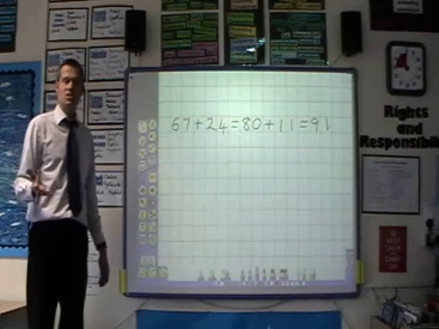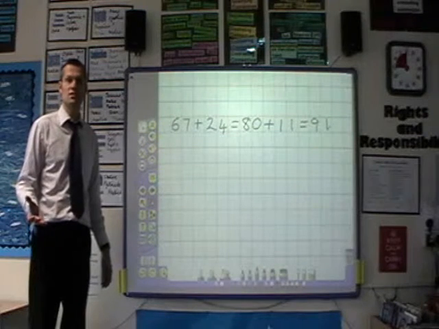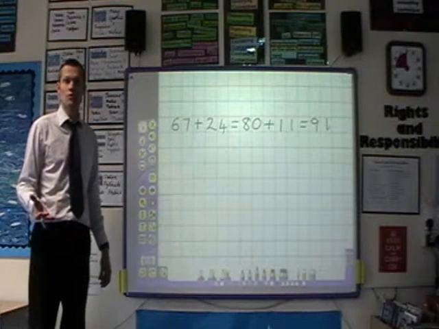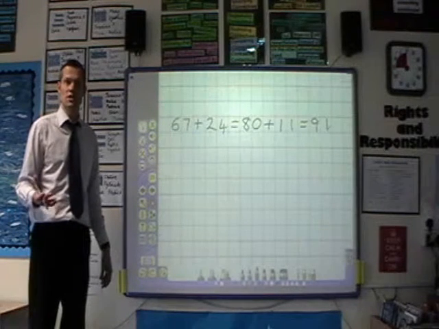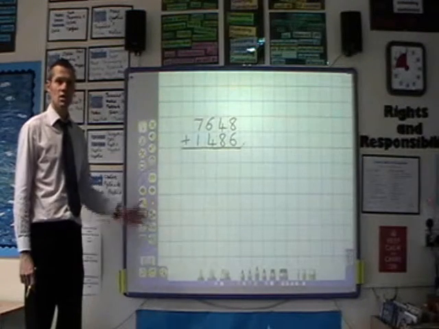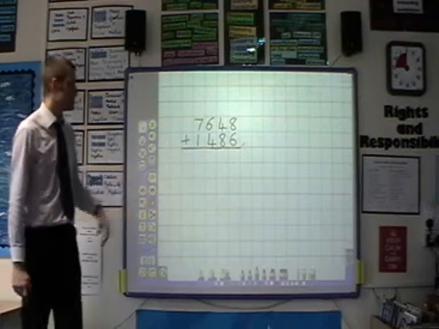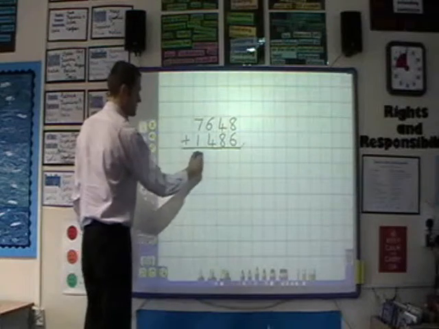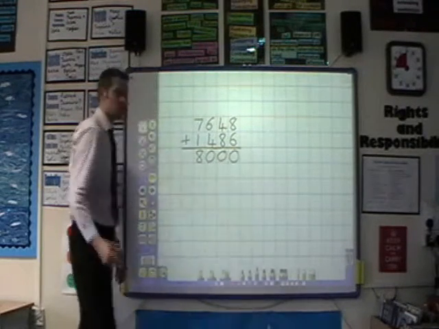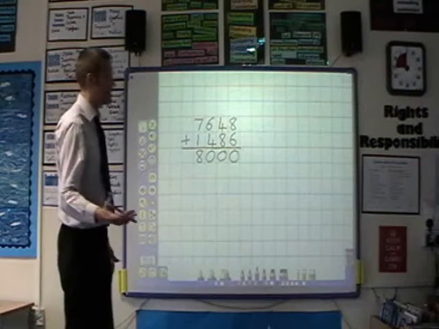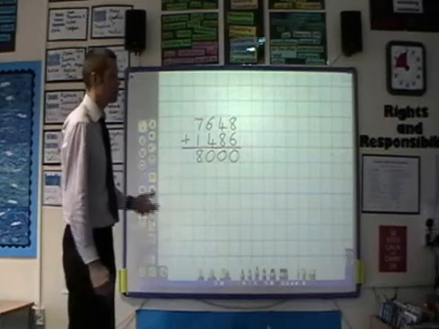This method of adding the larger numbers first can continue as their chosen method right up to year 6, when they would be adding 4 or 5-digit numbers, although for larger calculations we would encourage using columns. So on this example, the children would add the thousands column first, so 7,000 and 1,000 is 8,000. Then they would add the hundreds, and 600 and 400 make 1,000.